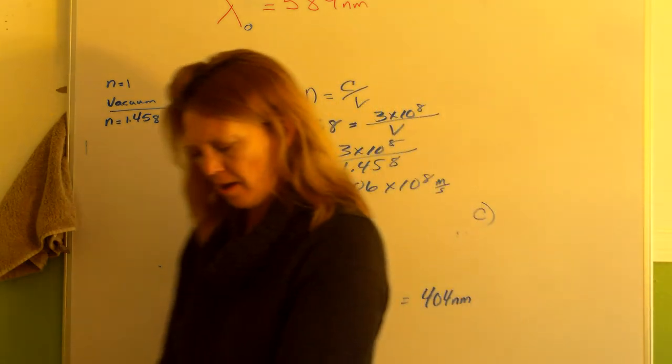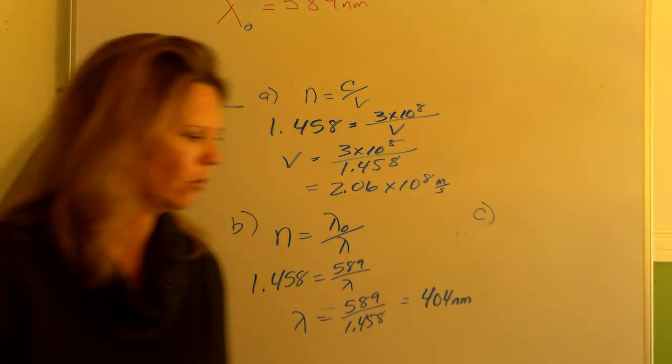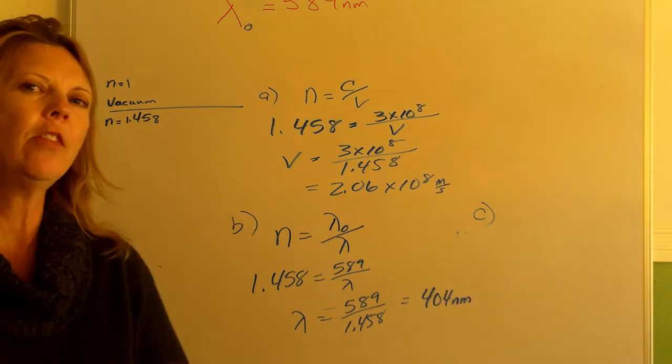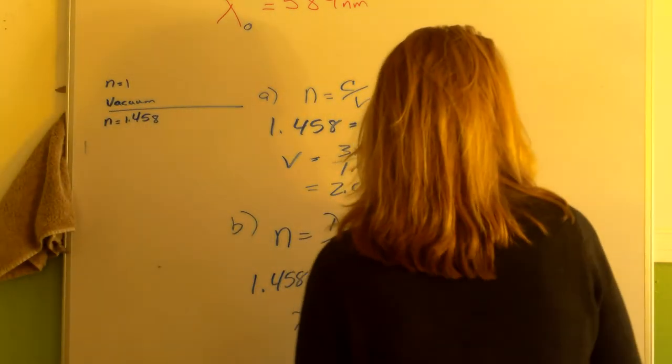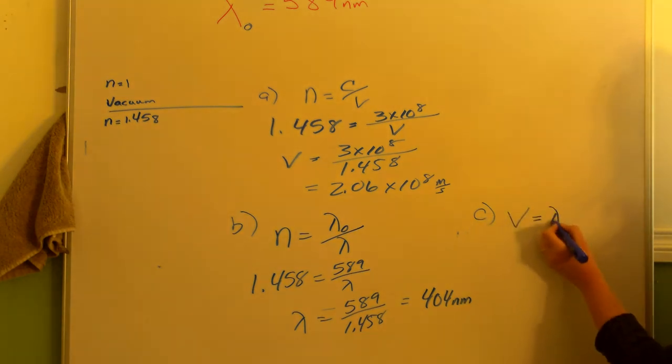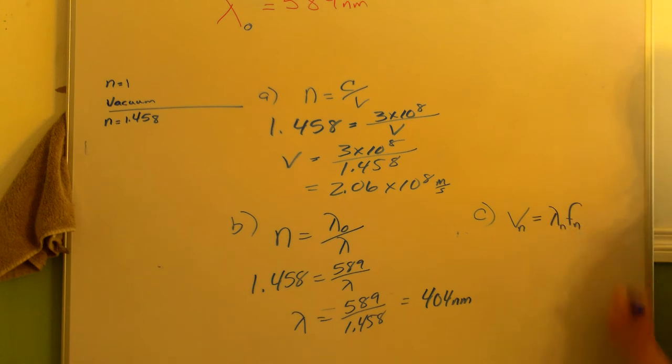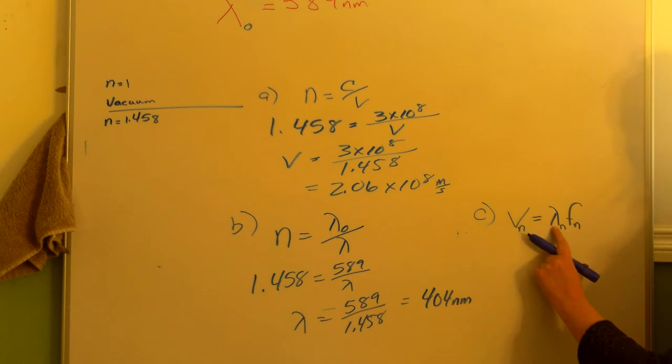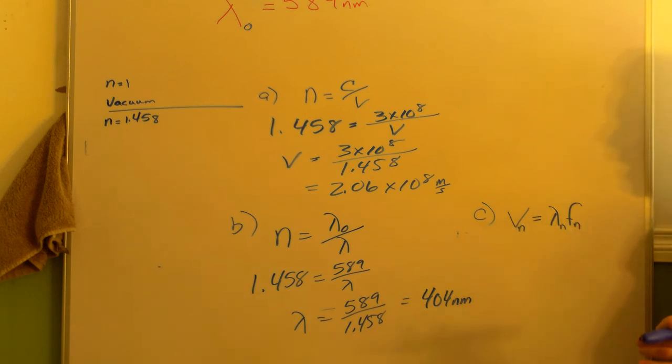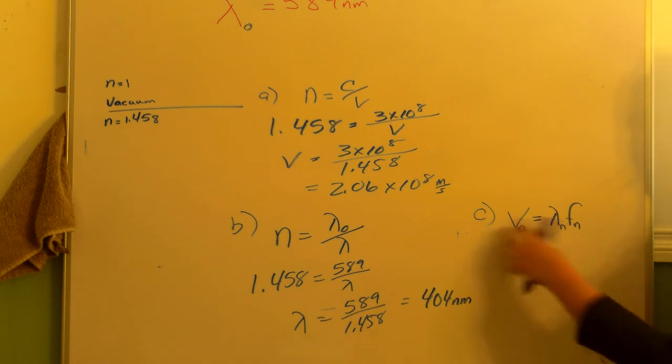Okay, part C asks, what is the frequency of light in fused quartz? They want the frequency in the quartz, so it would make sense to use this equation from way back when: the velocity in fused quartz, wavelength in fused quartz, frequency in fused quartz. If you look in the book, they don't do that. They use the frequency in a vacuum, wavelength in a vacuum, even though you're asked for the frequency in fused quartz. The reason is that when you go from one medium to another, frequency doesn't change. So the frequency in fused quartz will be the same as the frequency in a vacuum. They just found the frequency in a vacuum and recognized that it would be the same. But I want to find it this way.